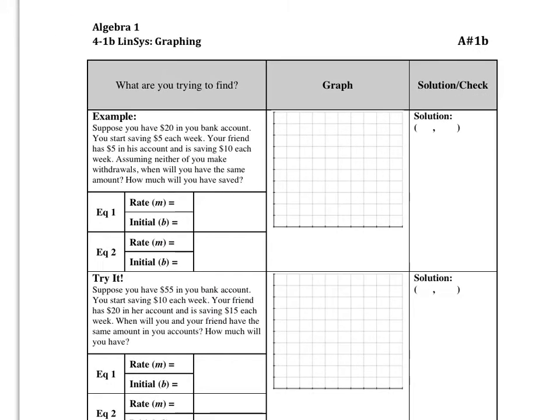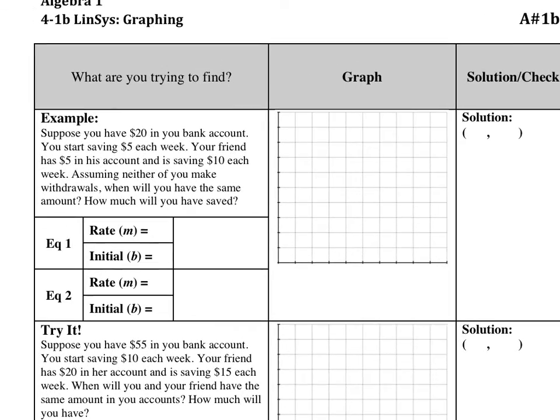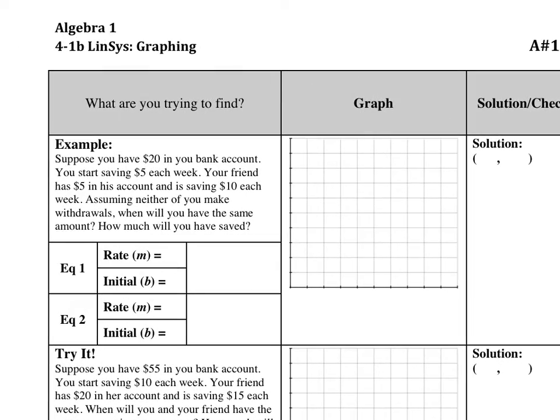All right, the last thing we're going to do is I'm going to walk through an example here about application. So, suppose you have $20 in your bank account. You start saving $5 each week. Your friend has $5 in his account and is saving $10 each week. Assuming neither of you make withdrawals when we have the same amount. Another assumption, too, is we're not earning interest, okay? So how much will you have saved?